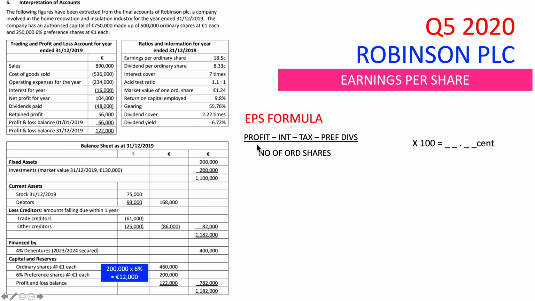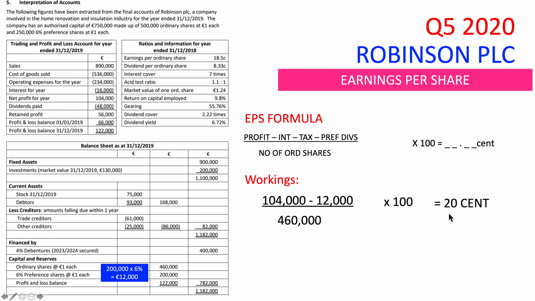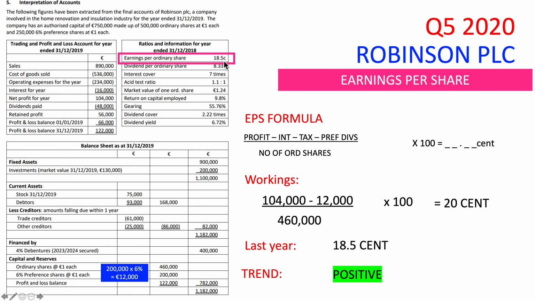So again, our formula, profit after interest, tax and preferred dividends over the number of ordinary shares. So this profit figure here, 104, already has interest taken away from it. But we need to find what are the preference dividends. So preference dividends, 200,000 by 6% is 12,000. So 104 minus 12 divided by the number of ordinary shares, which is 460, multiply it by 100 and we get 20 cents. We compare that to last year's 18.5 and that is an improvement. So that is a positive trend.